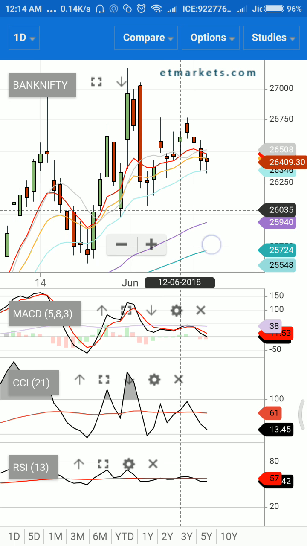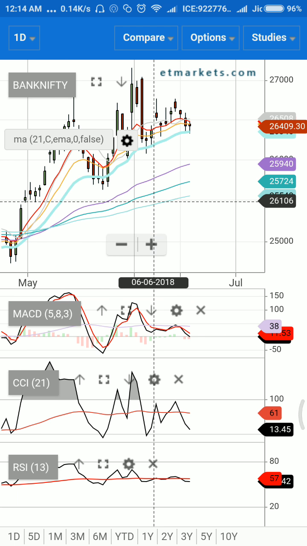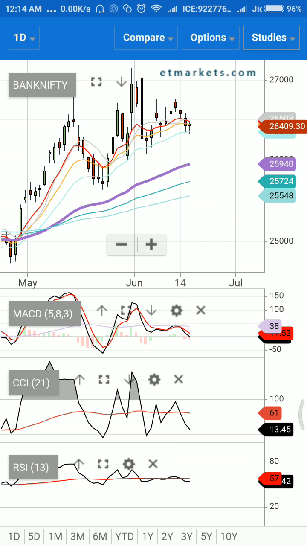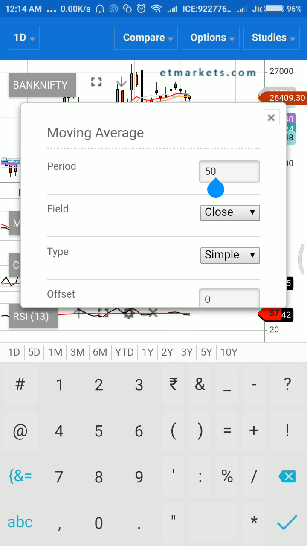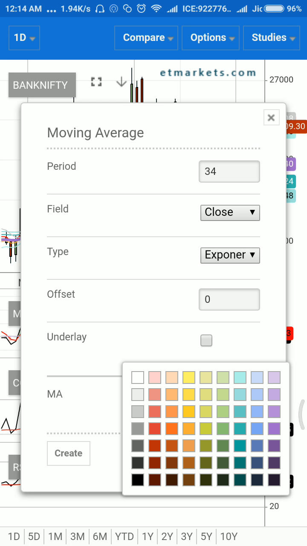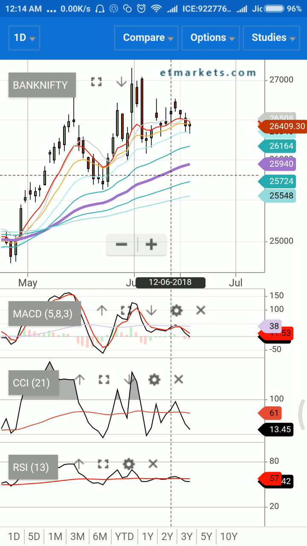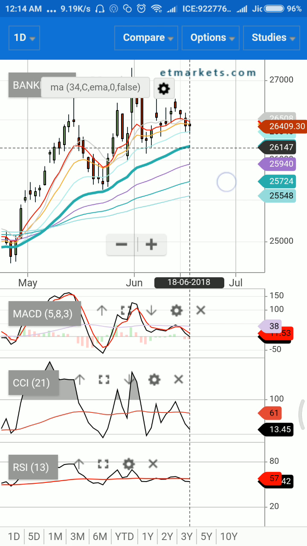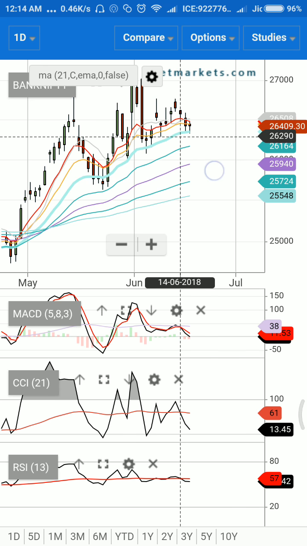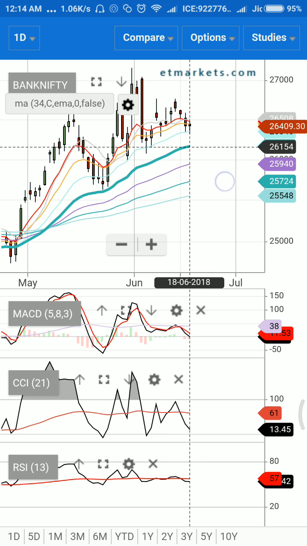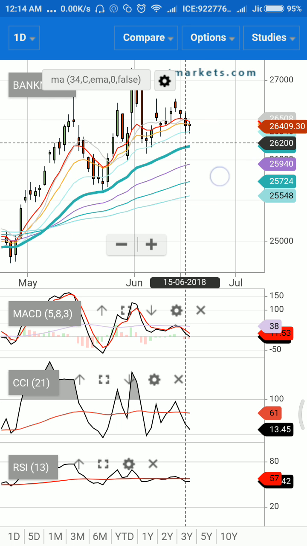the 34 days exponential moving average, which I have not plotted here, but let me just plot that for you. So there will be the 34 days exponential moving average, and the color will be this. Okay, so 26,140 to 26,164 could be the next target if this particular level gets broken, that you can also observe here. And from this particular level, I am definitely expecting a bounce back on the upside.